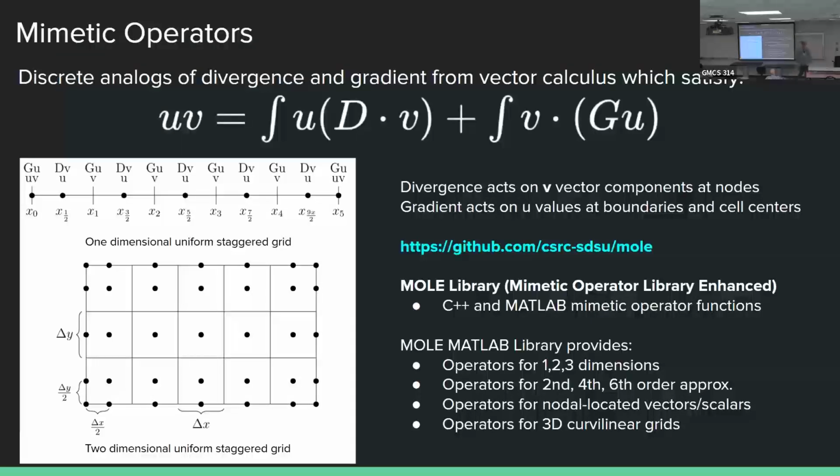This library that creates these is available on GitHub. It's the blue one. There are ones for C++ and MATLAB, or Octave if you don't want to use MATLAB. These operators are built for multiple dimensions. This is a 1D and a 2D example, but there's a 3D operator. There are multiple orders of accuracy: second, fourth, and sixth. C++ only goes to fourth. And it also works on curvilinear grids. That's my mimetic spiel.